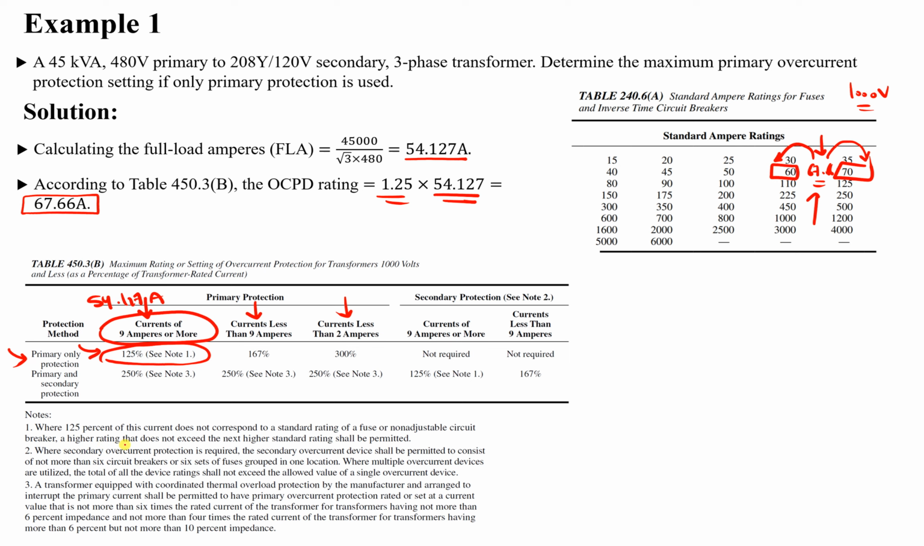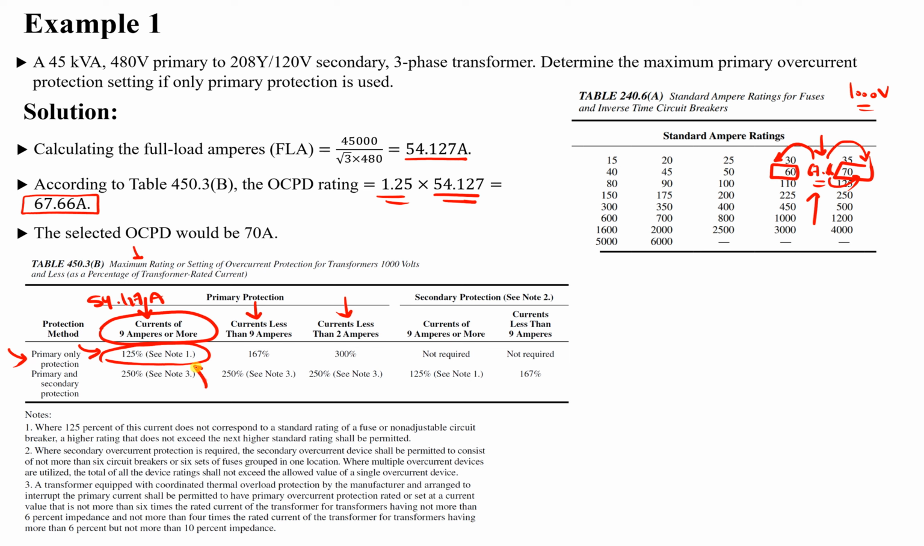A higher rating that doesn't exceed the next higher standard rating shall be permitted. What does this even mean? It means select the next one, which is 70 amperes. So in the end, we selected an overcurrent protection device for 70 amperes. Remember, this is an exception. It says maximum for whole table.